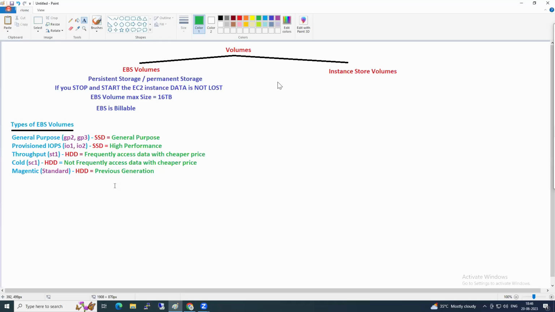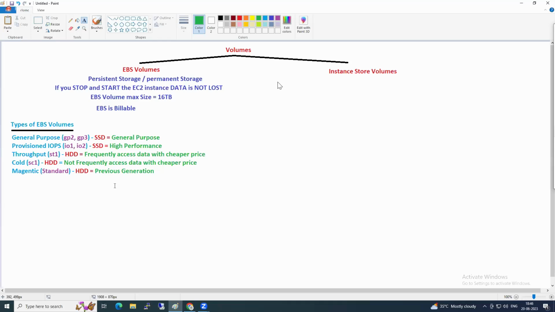Okay. So let me talk about this now. So guys, listen, please. There are different types of EBS volumes, correct? What are those? General purpose, provisioned IOPS, throughput, cold and magnetic. So instead of remembering all these things, you can say GP2, GP3, which come under general purpose, IO1, IO2 in provisioned IOPS, ST1, SC1, standard.